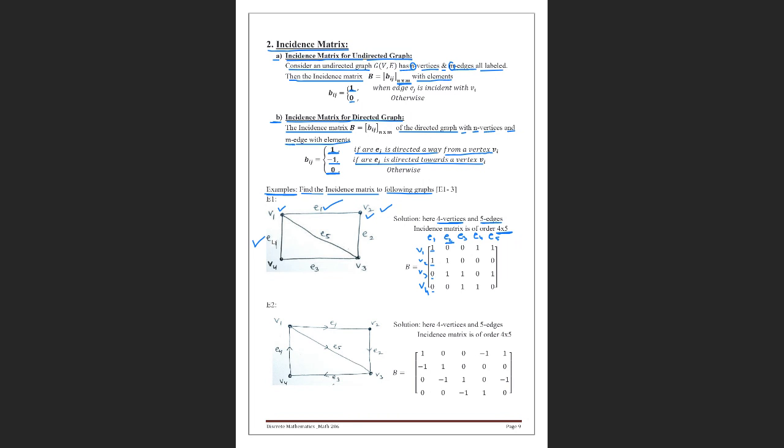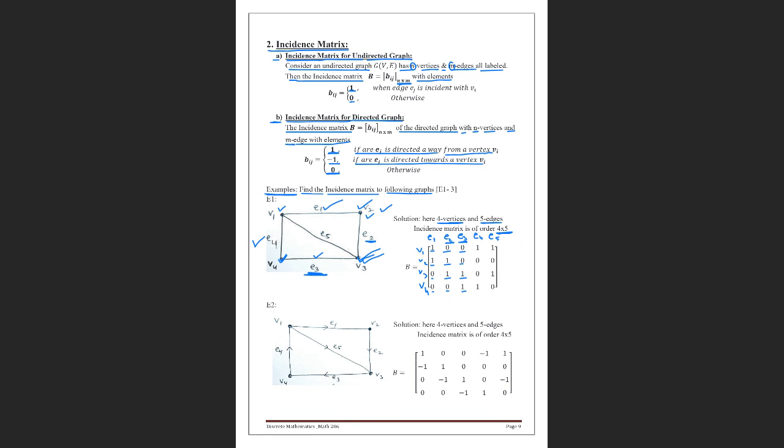Now see this edge E2. E2 is here, and E2 is present between V2 and V3. So V2 and V3 1 1, and the rest 0. Okay. Now see edge 3, E3. E3 here is between V4 and V3. So V3 and V4 1 1, and the rest 0 this way.